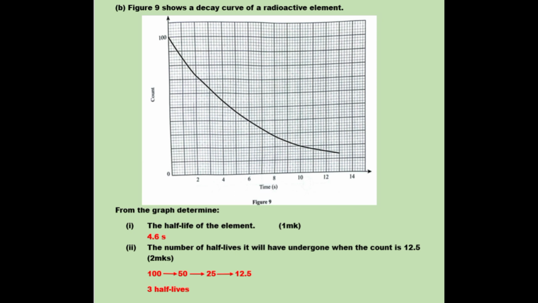Just read like that. Roman 2, the number of half-lives it will have undergone when the count is 12.5. Remember, it is starting from 100, and each half-life the counts will reduce by half. From 100 to 50, one half-life, 50 to 25, another half-life, 25 to 12.5, another half-life. So there are 3 half-lives.